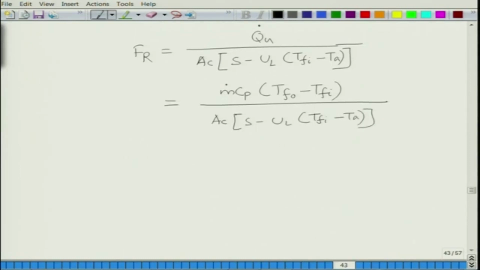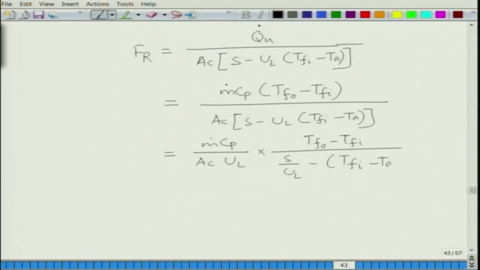Okay. So, now what you can do, you can take out a few of these non-temperature things and write it in terms of temperature only. This is T_FI, and to make it in terms of temperature you have to divide S by U_L, and the rest of the things are in terms of temperature. So, just simple algebra we did.